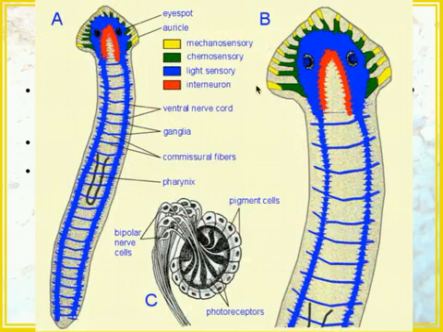So here's an example of a flatworm. Auricles are right here. They help detect touch. Eye spots will help detect light. And then here's the concentration of nerves in the head. This is the cephalization. And then the nerve cords running through the body.